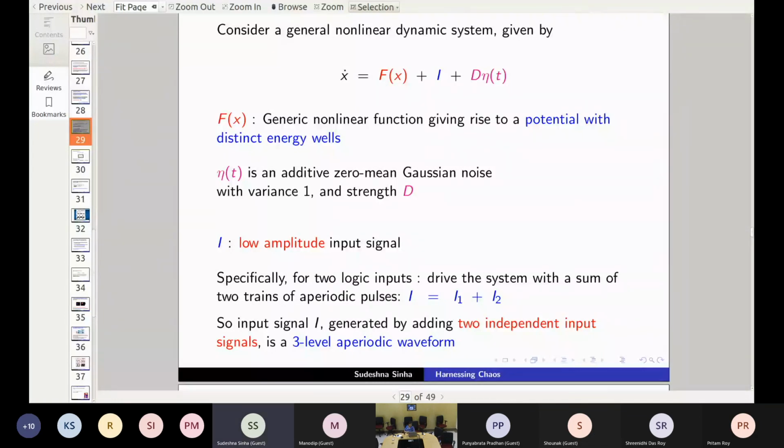Sudeshna, I have a question. Yes, hello, I can hear you. It's a very general question. Of course we are more interested in scientific computing. So what is the advantage of chaos computing over conventional computing when it comes to scientific computing?